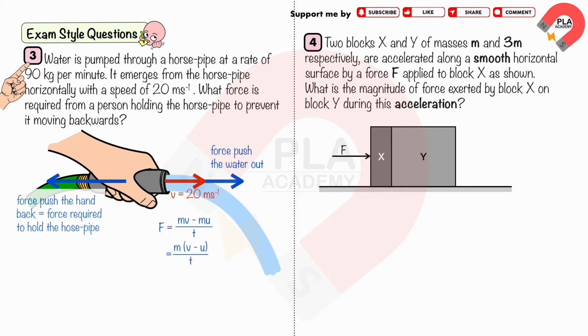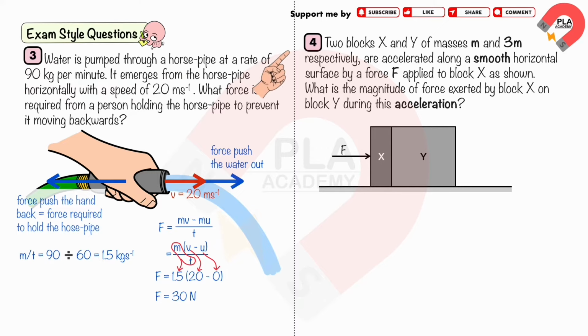We calculate this force by the equation F equals (mv minus mu) over t. The mass per second is 90 divided by 60, which is 1.5 kilograms per second. Substituting m per t equals 1.5, final velocity v equals 20, and initial velocity u equals 0, we get the force equals 30 newtons.